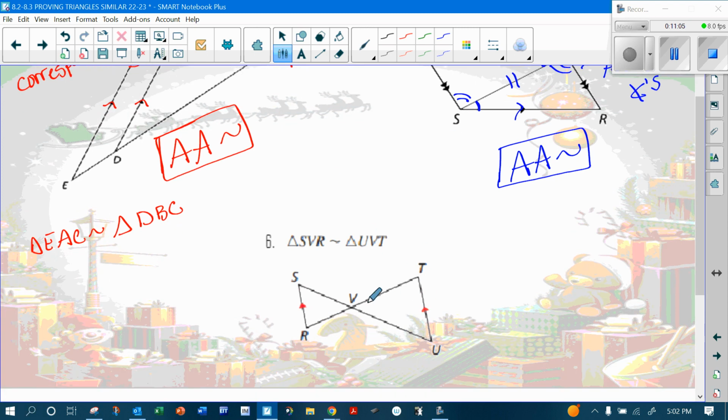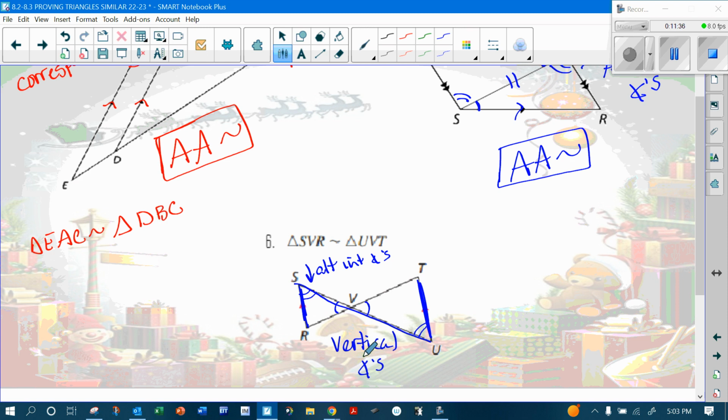we know that we have vertical angles. So this angle right here is equal to this angle here because they're vertical. So vertical angles. And then since this side right here is parallel to this side right here, this angle is going to be equal to this one because this is a transversal. So then that makes these your alternate interior angles again.